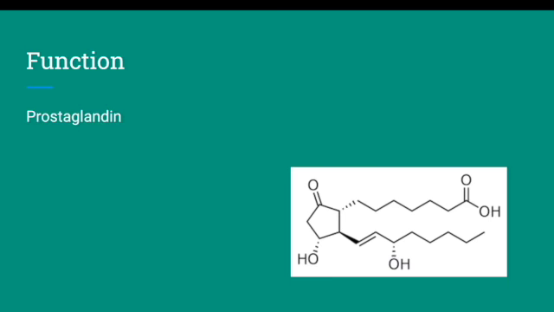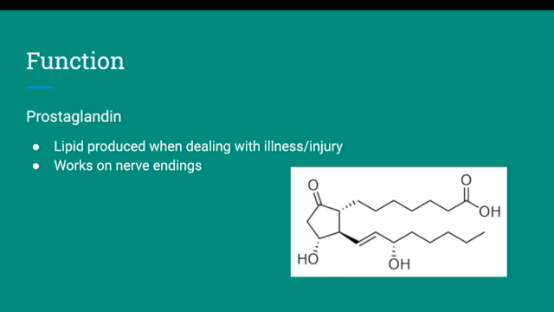Prostaglandin is a lipid in the body that is produced in high amounts when the body is dealing with an illness or an injury. Prostaglandin specifically works on nerve endings by making them very sensitive, which tells the body that something is wrong. These nerve endings produce pain, inflammation, or fever.